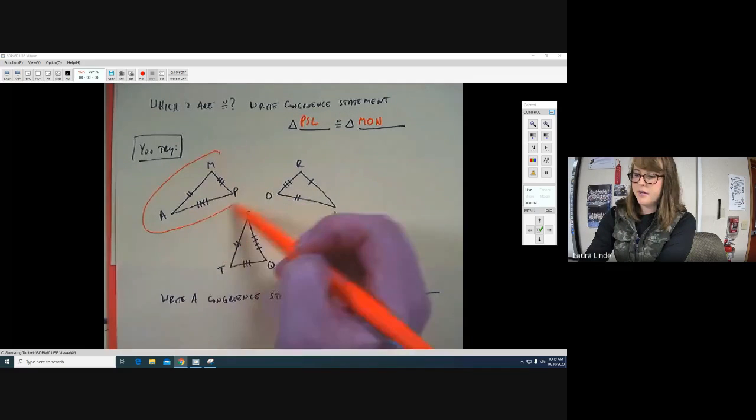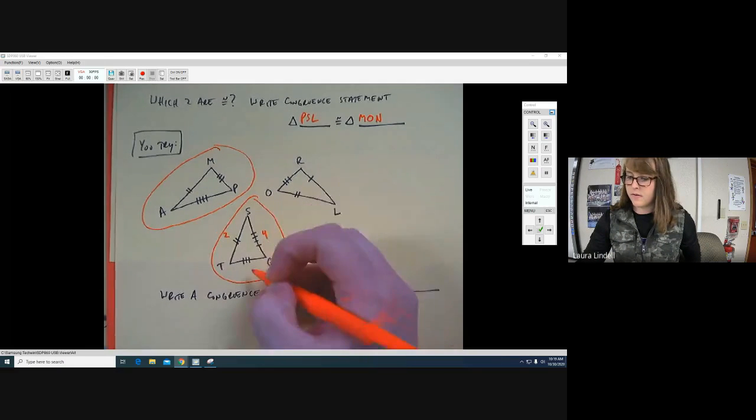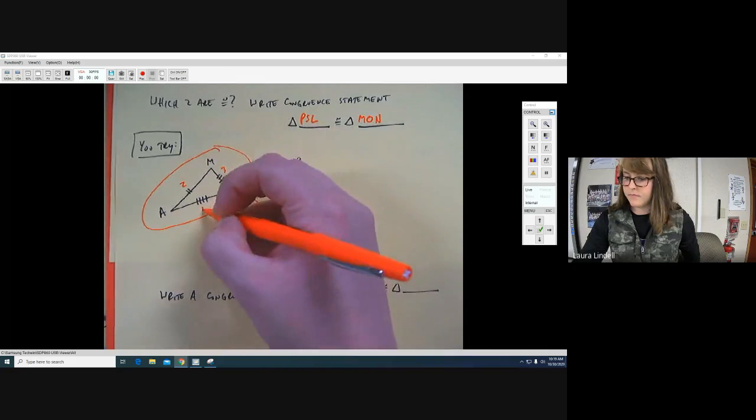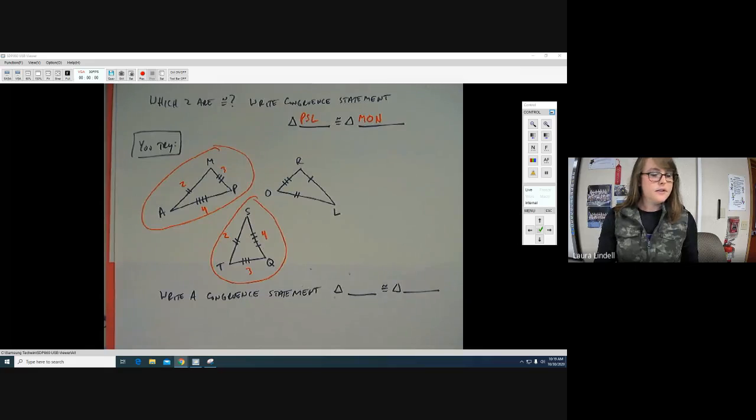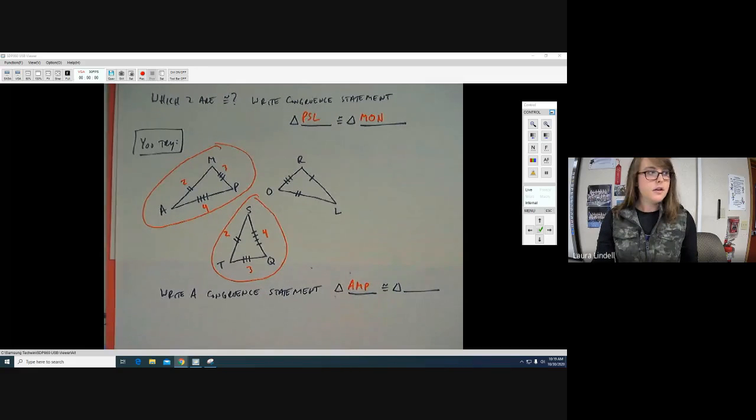All right, you're on the right track if you chose these ones. And then as you finish, what congruent statement did you pick? How did you write your answer? If you started with this triangle, you could have, let's see, if I put AMP, or you could put PMA or PAM, or however you want to start it is fine.